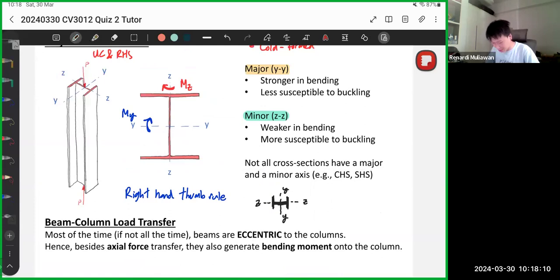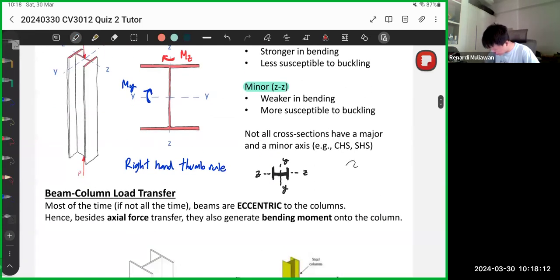For RHS, let me draw it here. Imagine this is the RHS. It's a rectangle, hollow section. Hollow section means the inside is empty, by the way. So for this case, this one is YY, because again, it's stronger in this direction. It's just logic. You can try that out. This one is the ZZ. Let me label it with another color so you're not confused. So this one is ZZ.